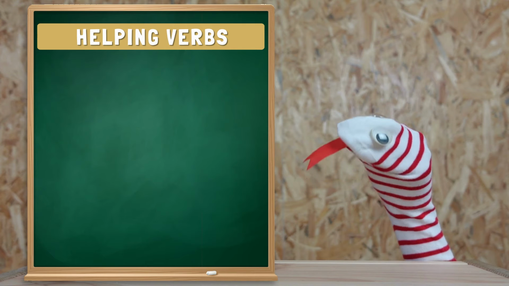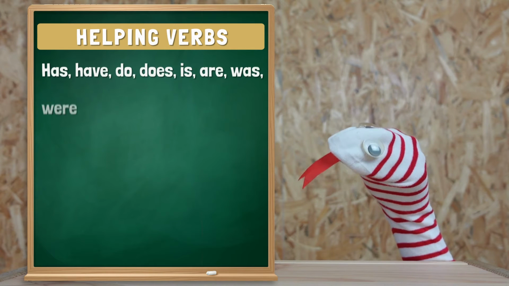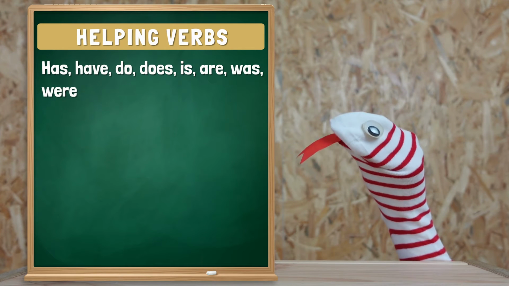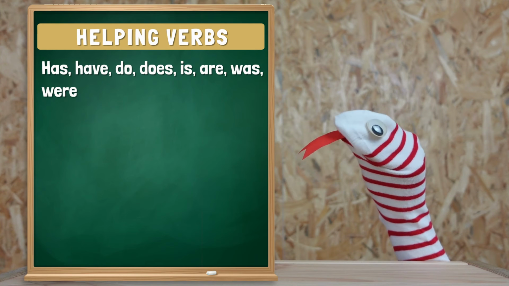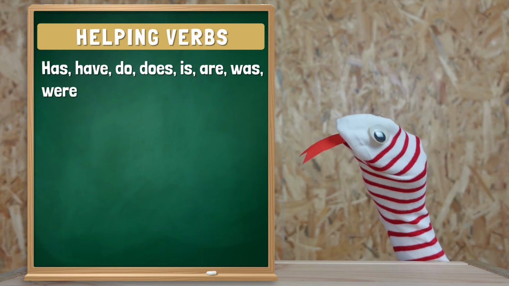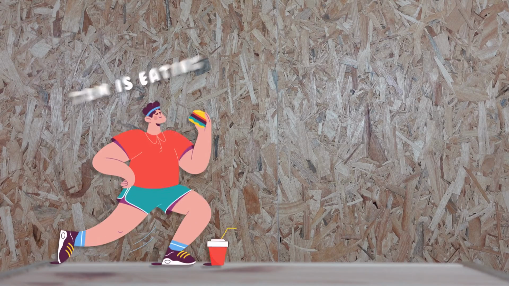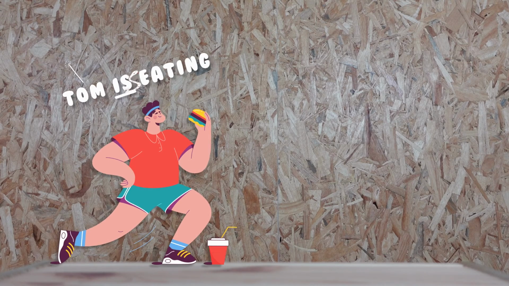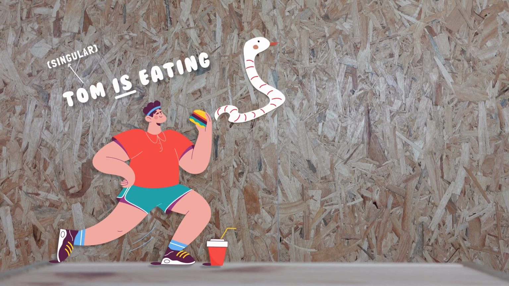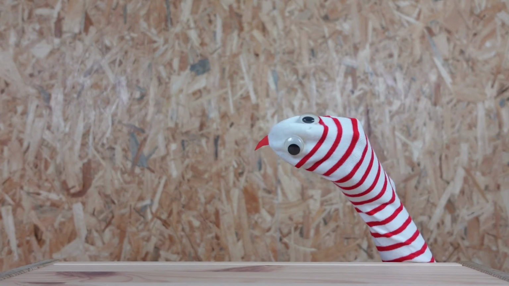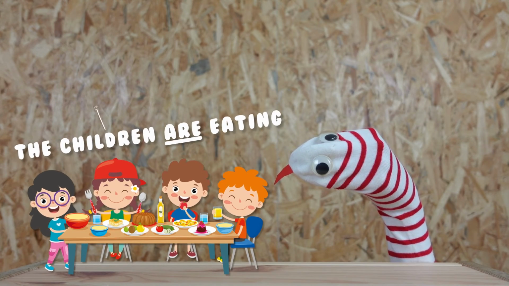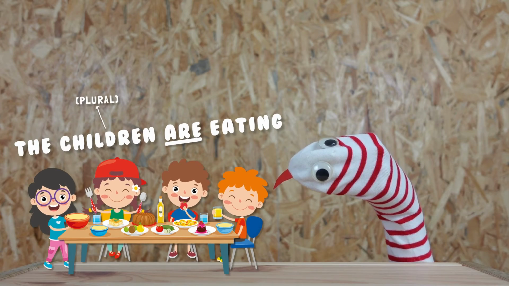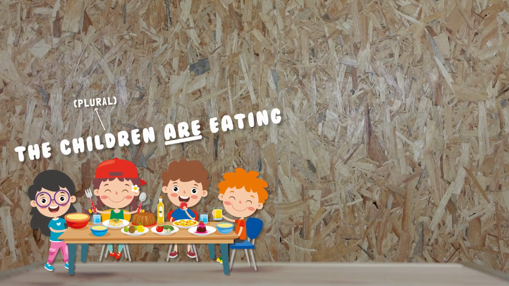To recap, helping verbs include verbs like has, have, do, does, is, are, was, and were. Take a look at these examples. Tom is eating. Tom is a singular subject, so the verb snake appears to attack him. The children are eating. The children is a plural subject, so the snake is scared and disappears.